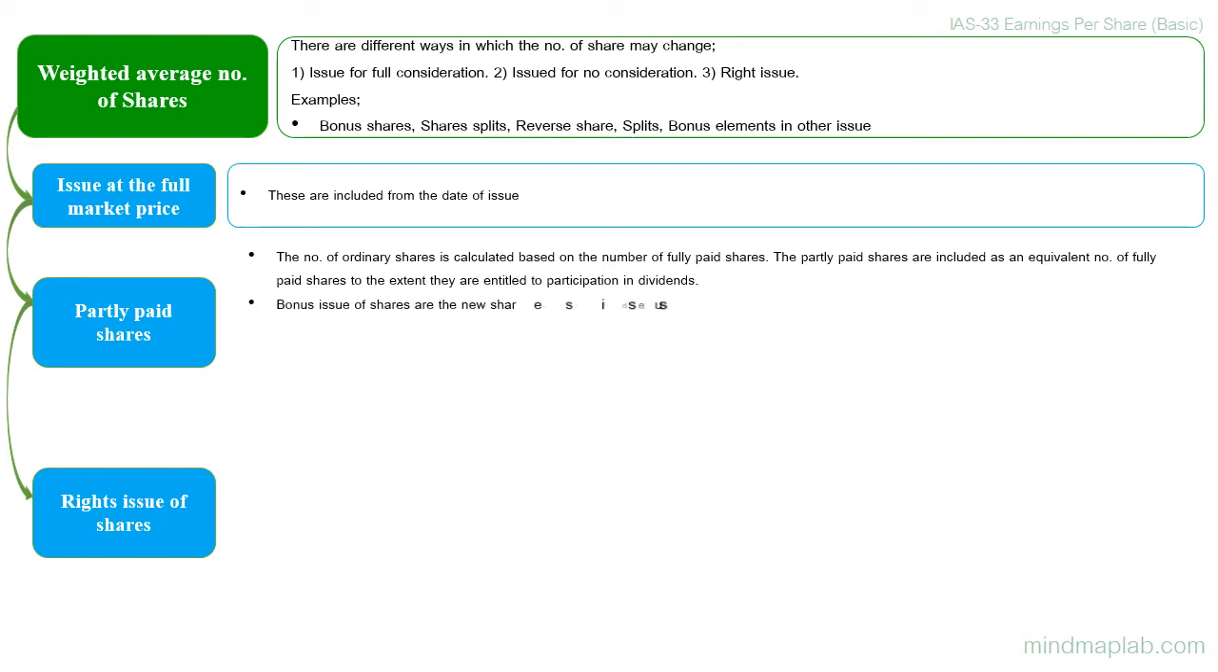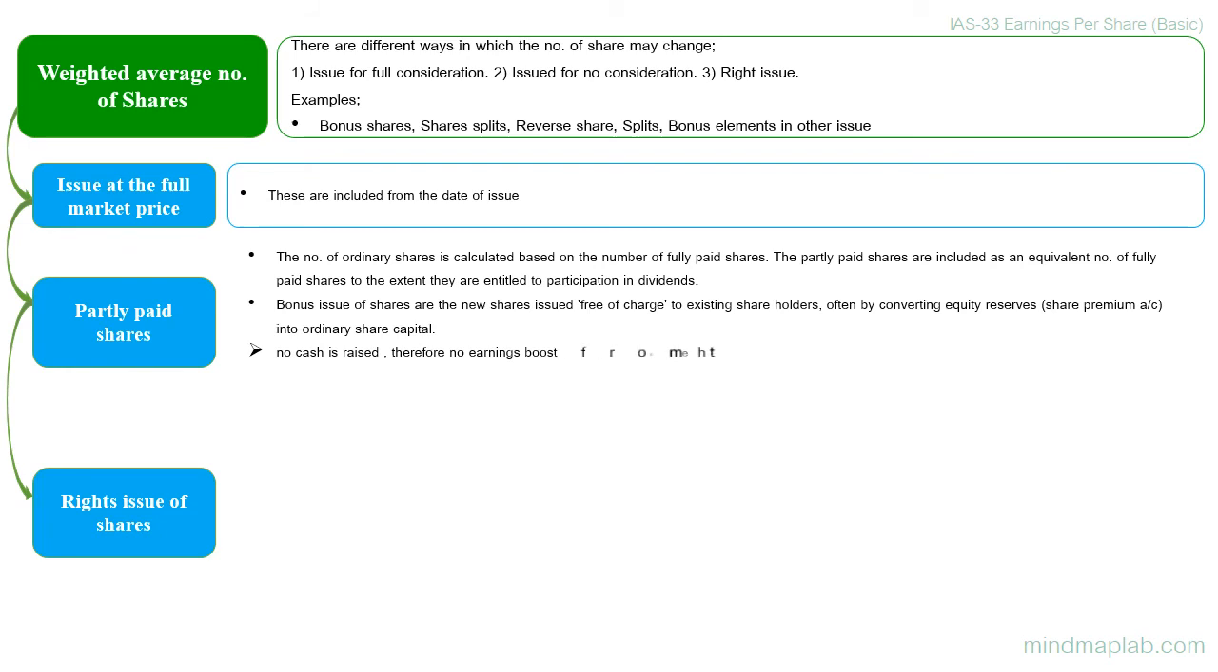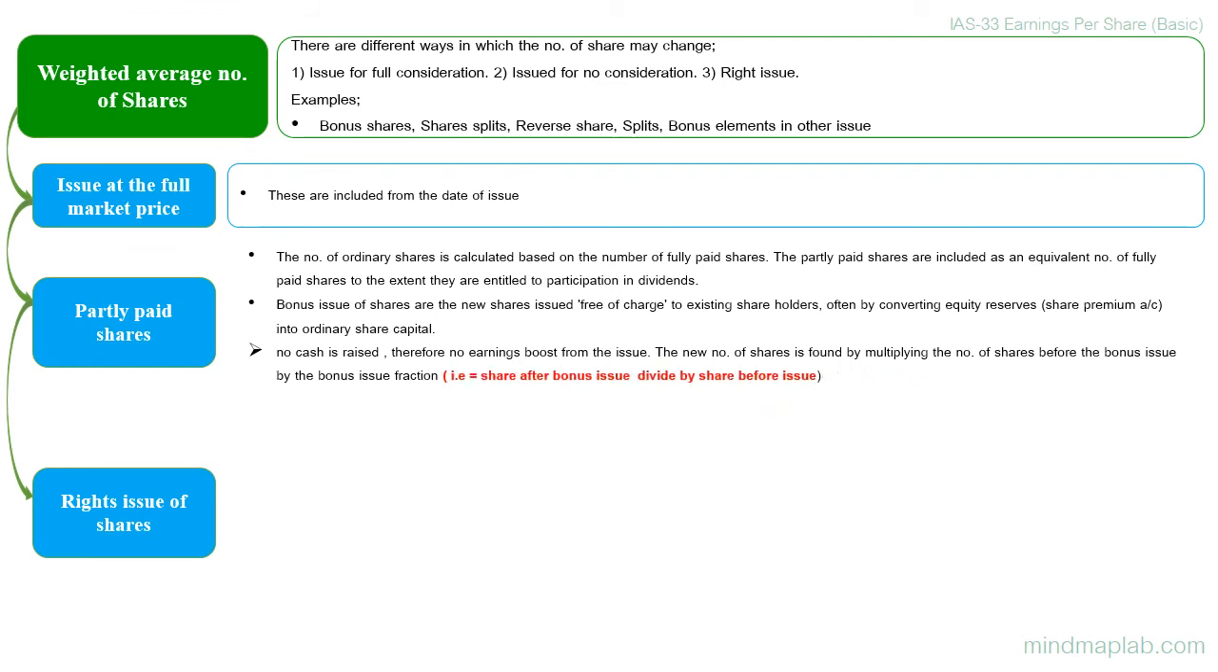Bonus issue of shares are the new shares issued free of charge to existing shareholders, often by converting equity reserves, that is share premium account, into ordinary share capital. No cash is raised, therefore no earnings boost from the issue. The new number of shares is found by multiplying the number of shares before the bonus issue by the bonus issue fraction. Bonus issues are treated as if they had always been in issue.